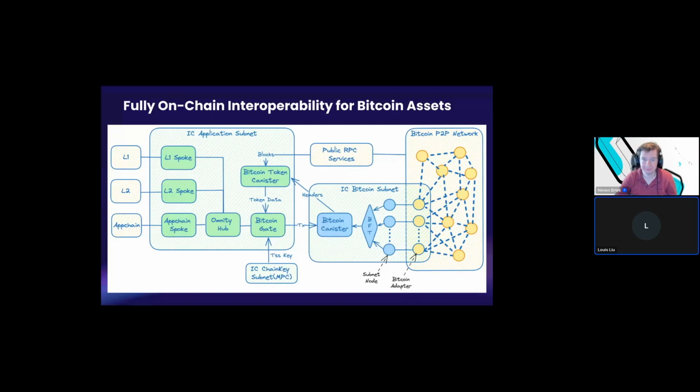the Bitcoin token canister will be notified, and then it will send out a message to Omnity Hub that someone wants to transfer which type of rings to which blockchain, and to a specific address, and the Hub will send out the message to the specific spoke. The spoke is the canister that connects Omnity with a specific blockchain through RPC, and all the internet communication will be based on the HTTP protocol.